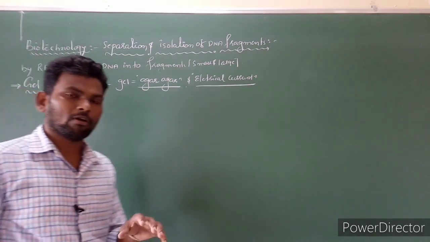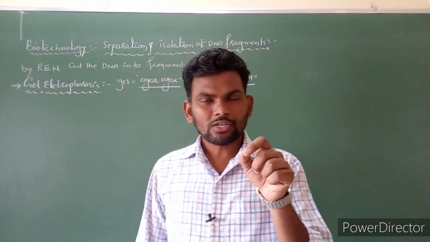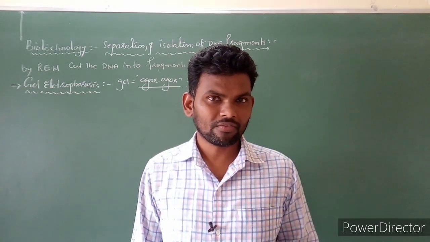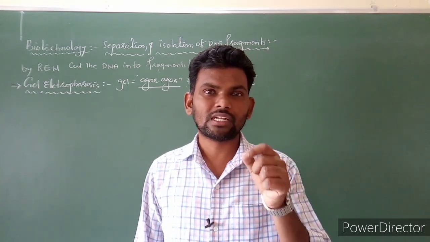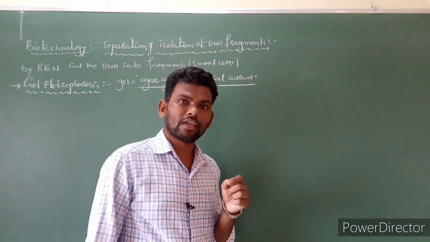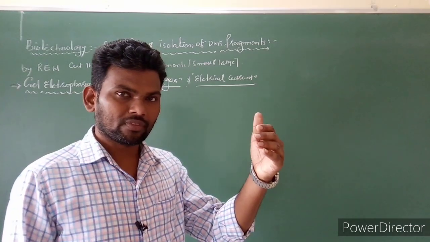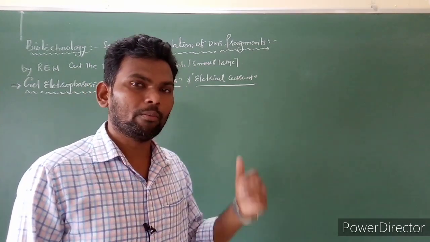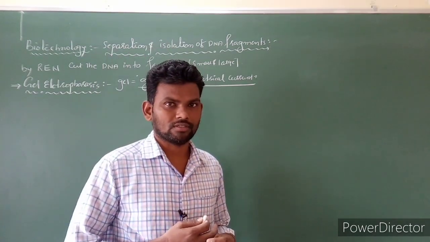So what is the principle of gel electrophoresis? Simple. The DNA carries a negative charge, PO4 minus as well as OH minus give the negative charge to the DNA. So these negatively charged DNA molecules are going to move towards the positively charged anode side with the help of electrical current through the medium. This is the principle of gel electrophoresis.